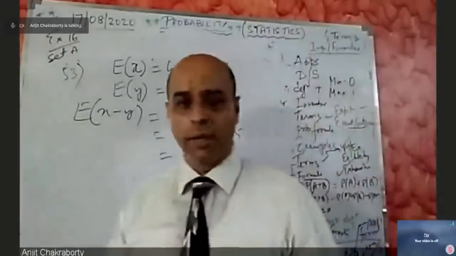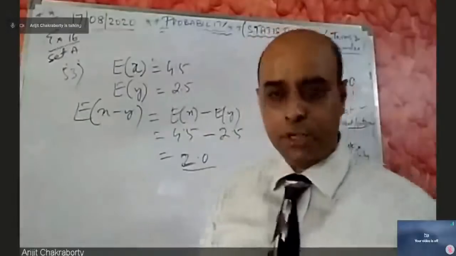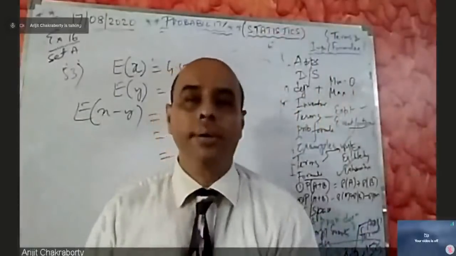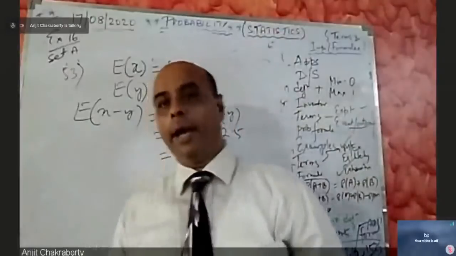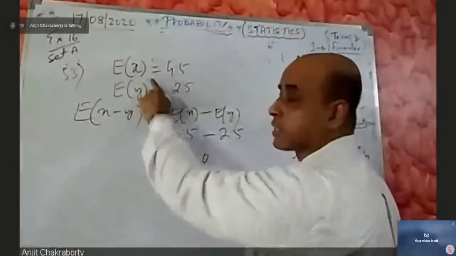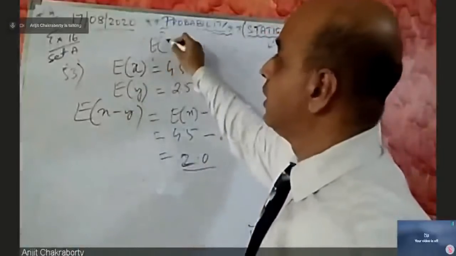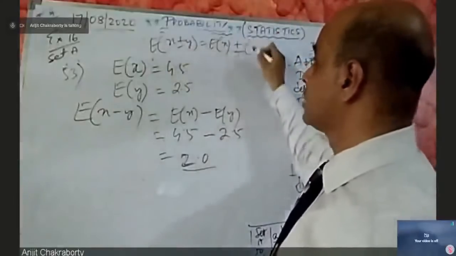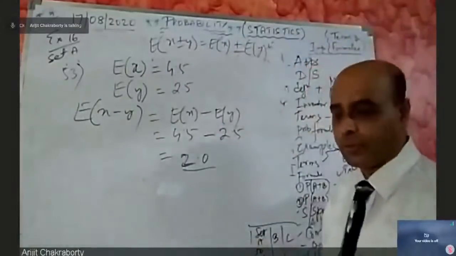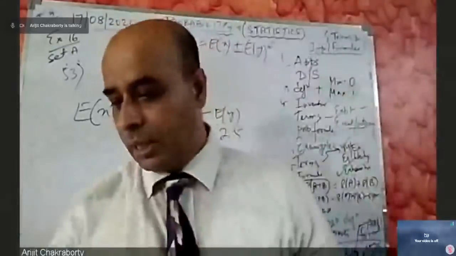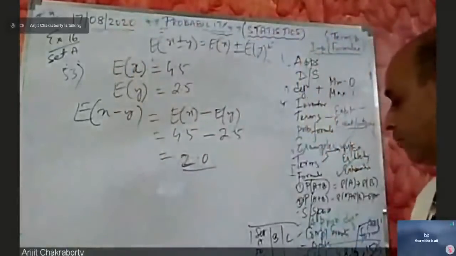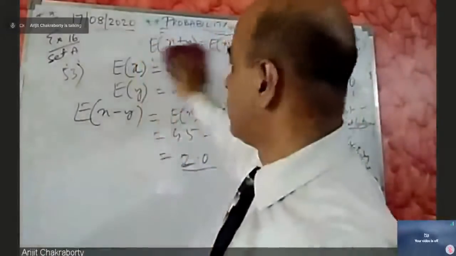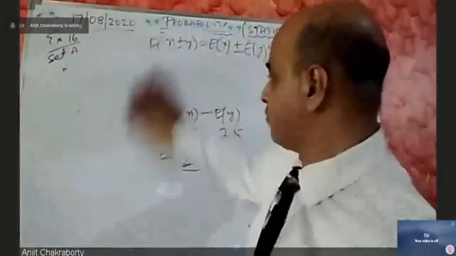Simple expectation formula. We know mathematical expectation is the sum of the monetary amount involved multiplied by the probability. And here we also know the formula E(x plus or minus y) is equal to E(x) plus or minus E(y). Simple. That's how we have done it. So 51 and 53 we have done. We now take up 54, and then we will move to set B.